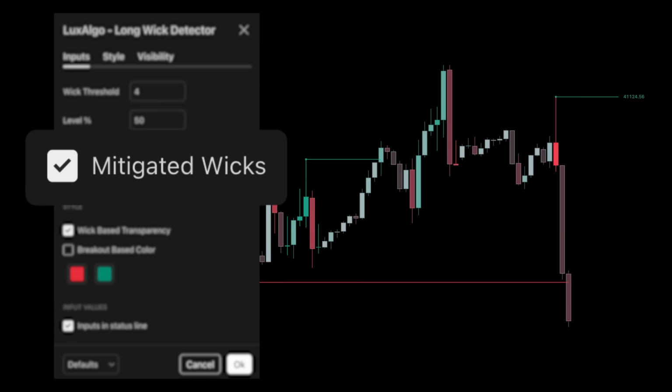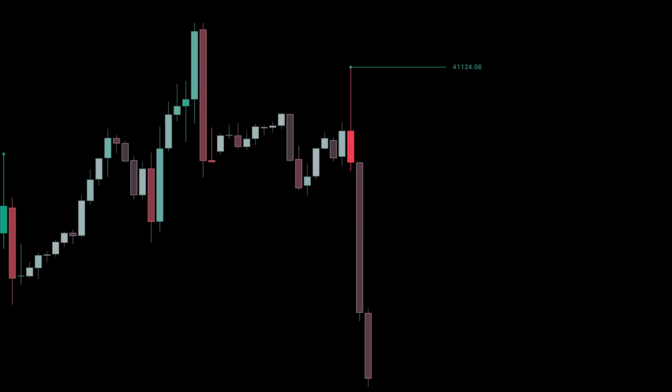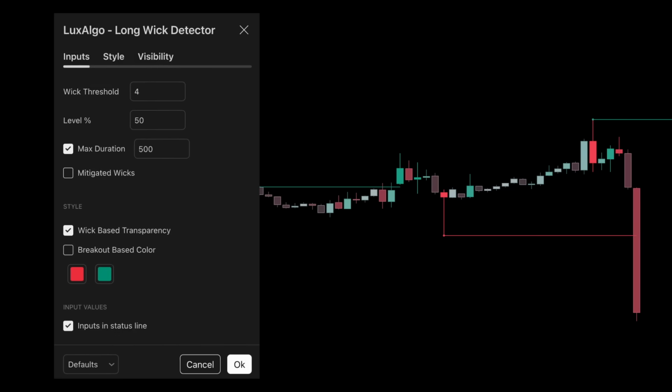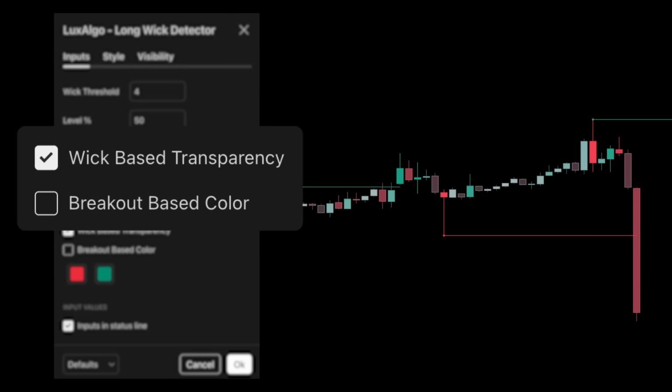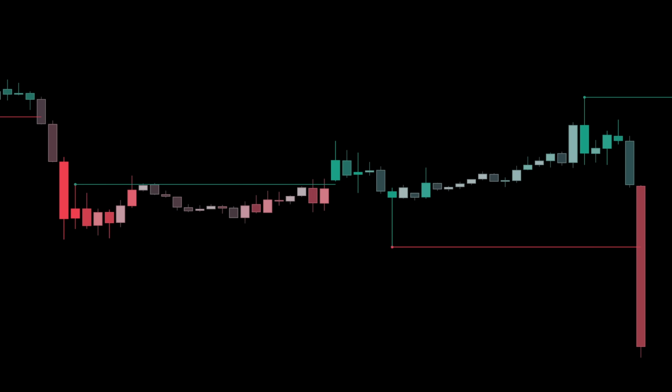The next toggle is mitigated wick. If this is disabled, any wick level that price has already interacted with will be removed from the chart, helping you keep things clean and focused. Finally, under the style section, you'll find two key options: wick-based transparency, which we covered already, and breakout-based color. This one adds another layer of clarity. If enabled, the indicator will color candles based on the most recent wick level that price broke through.